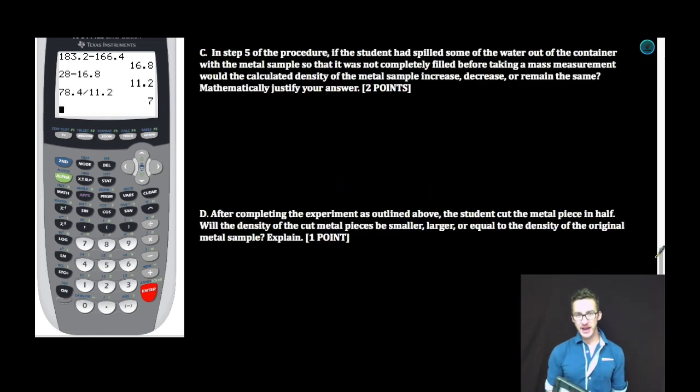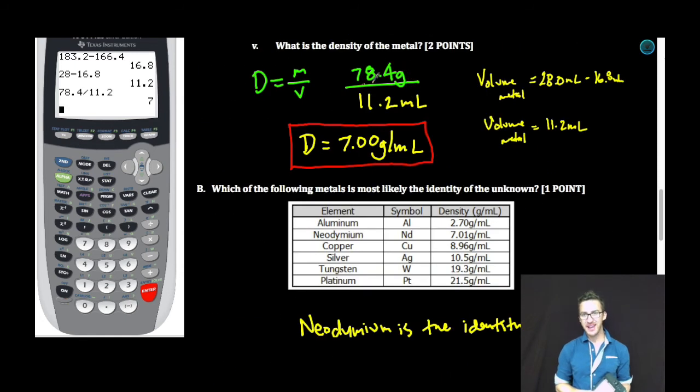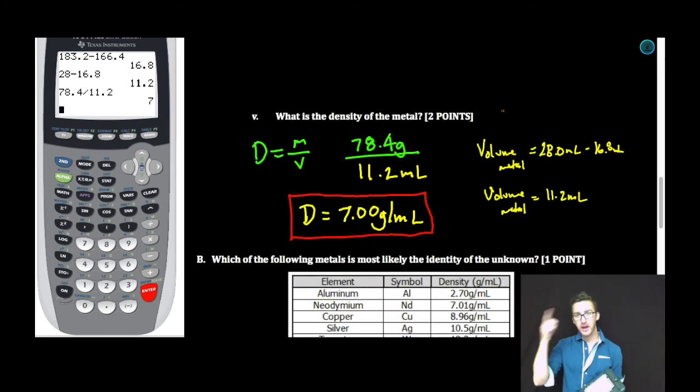Boom. Part C. In step 5 of the procedure, if the student had spilled some of the water out of the container with the metal sample so that it was not completely filled before taking a mass measurement, would the calculated density of the metal sample increase, decrease, or remain the same? Mathematically justify your answer. All right, when we think about density, again, it's relating mass to volume. And let's go back to where we calculated the density of the metal. We determined the mass to be 78.4 and the volume to be 11.2.